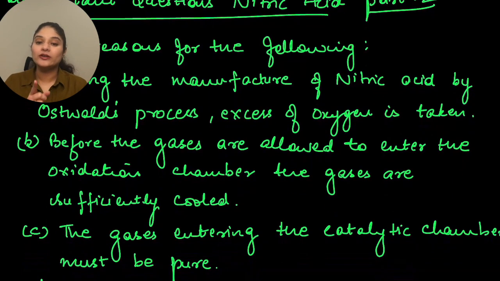B part. Before the gases are allowed to enter the oxidation chamber, the gases are sufficiently cooled. So there are two main reasons for that. The first reason is that your nitrogen dioxide doesn't get decomposed at higher temperature, because if you have a higher temperature, there is a tendency that nitrogen dioxide may get decomposed. The second reason is nitric oxide. In the initial steps, you have oxidation of nitric oxide. So, to make sure that nitric oxide is properly and completely oxidized, you need to maintain the temperature lower. So, that is the answer for B.